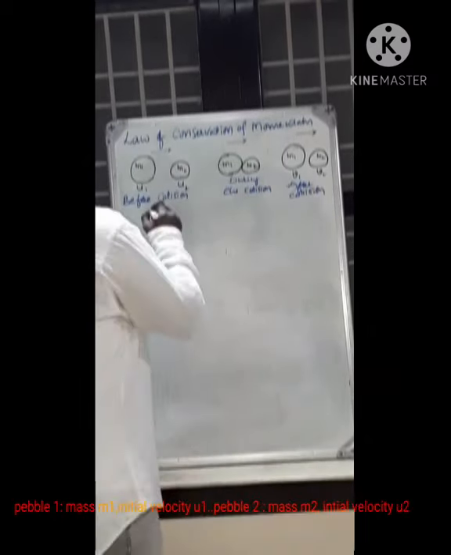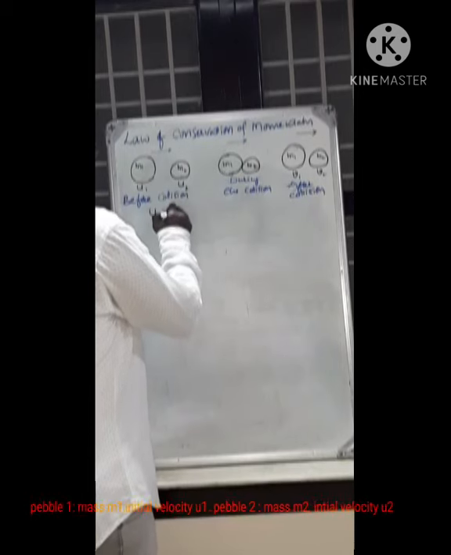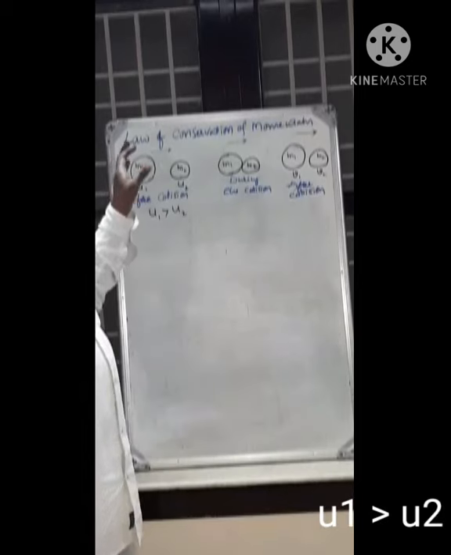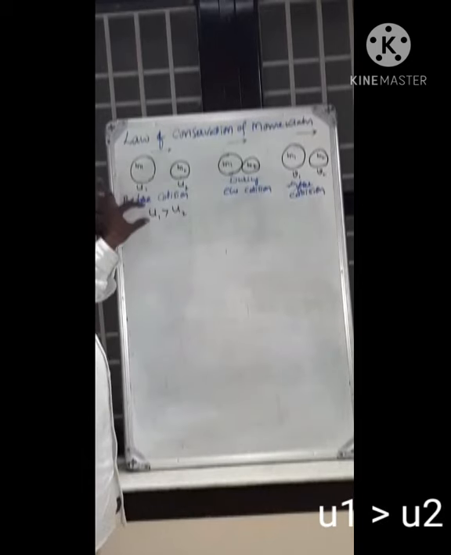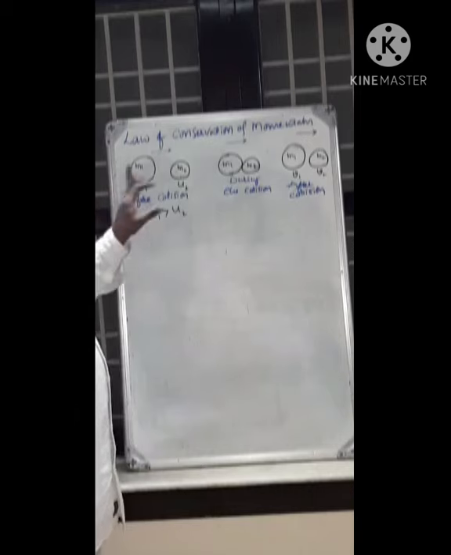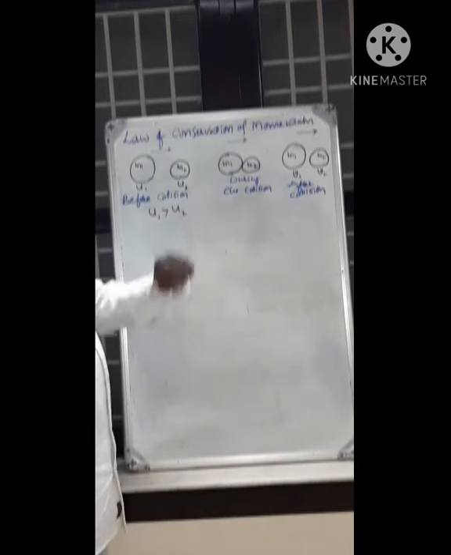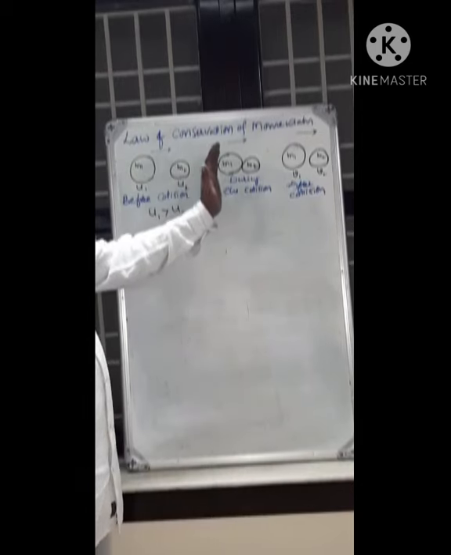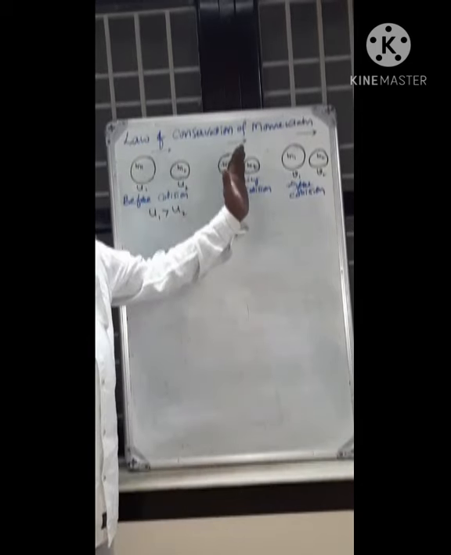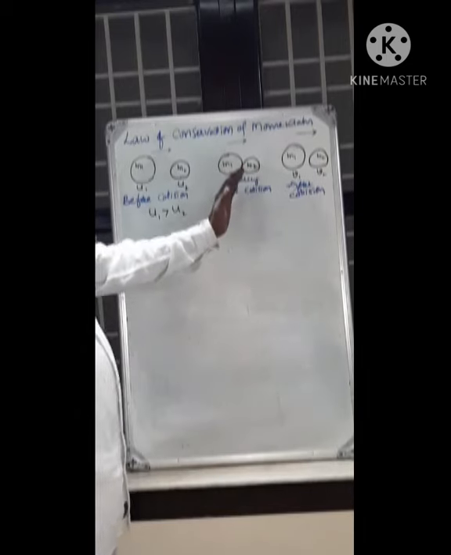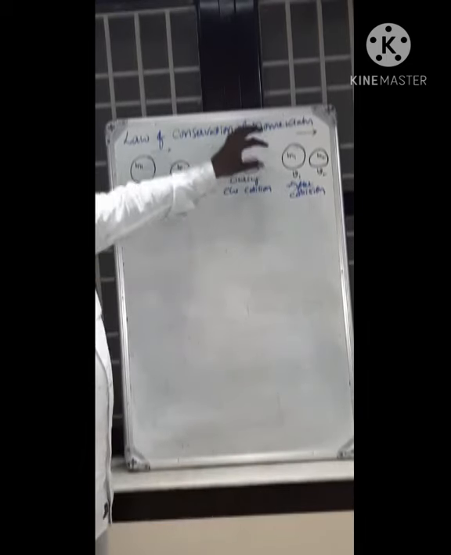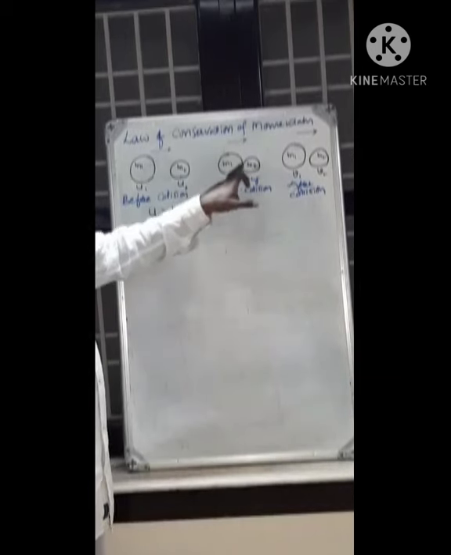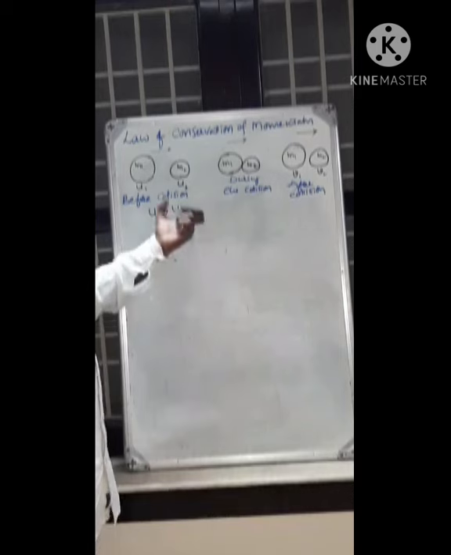Let us suppose u1 is greater than u2. So that means the mass m1 is moving with a high velocity compared to the object m2. What happens after moving in this direction? After some duration of time, they collide with each other. That is common. So they come into contact, or they interact. Then what happens?